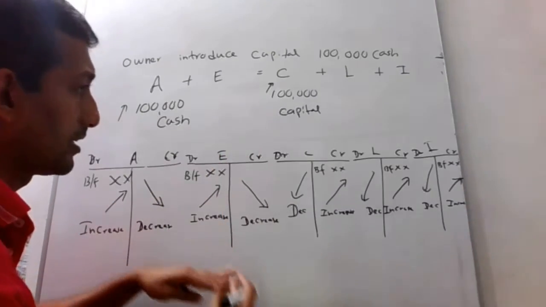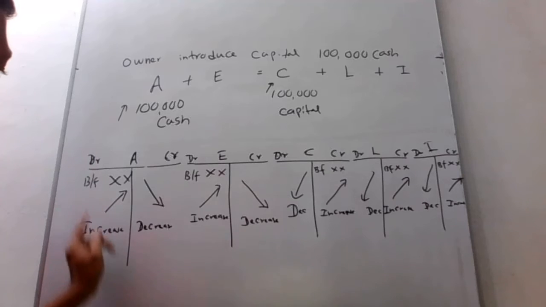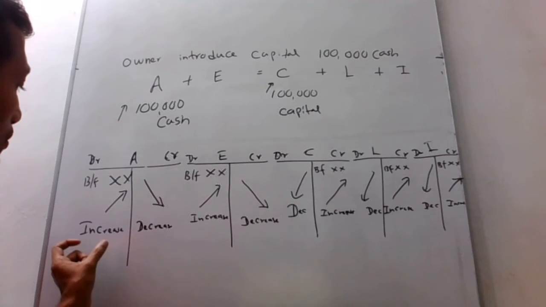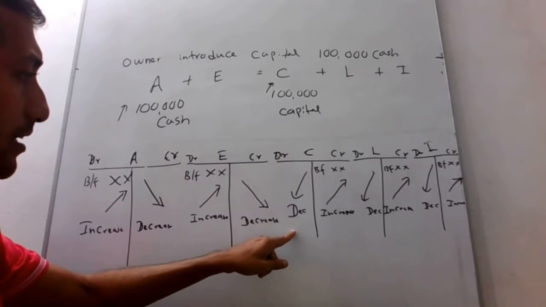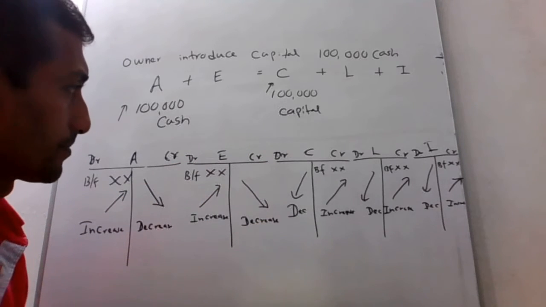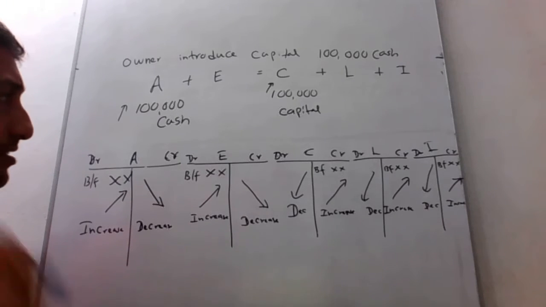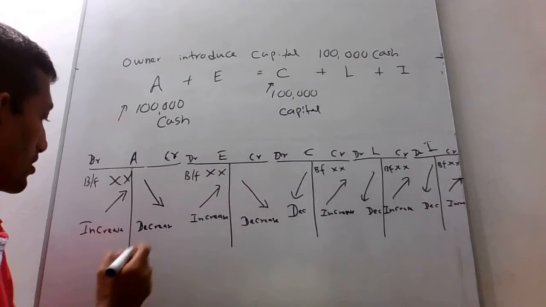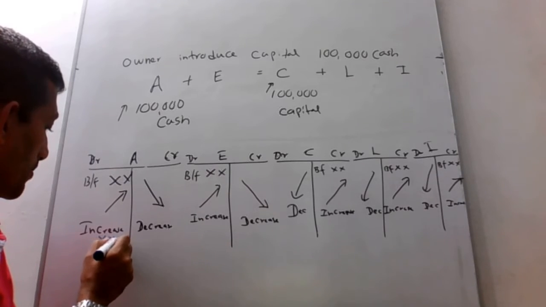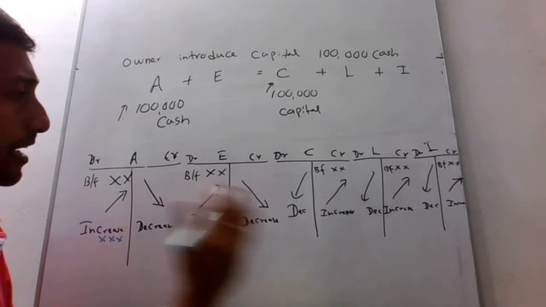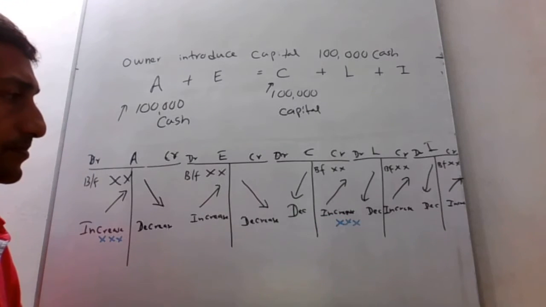Let's put it into the ledger. Now you know if you are going to increase an asset, you are going to debit it. If you want to increase the capital, we need to credit it. So if I may write this transaction, the cash will increase, so it's going to be debit, and the capital is also increasing, so it's going to be credit.